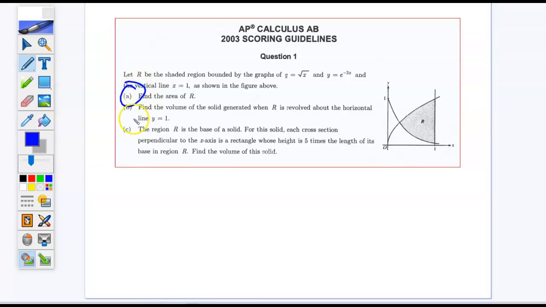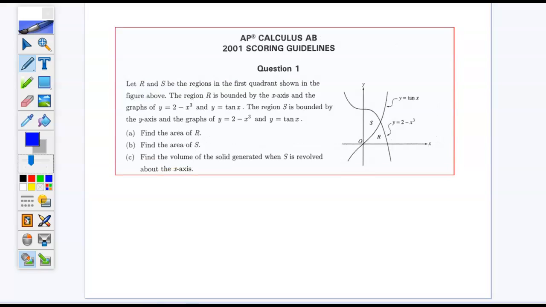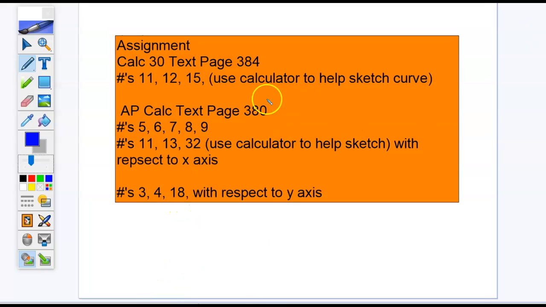So there's lots of practice questions from the AP exam that you can do. Try these. Again, you could do A and B from 2001, and that's the last one. So your assignment is quite detailed here. You have plenty to do. So give those a try and see how you do.